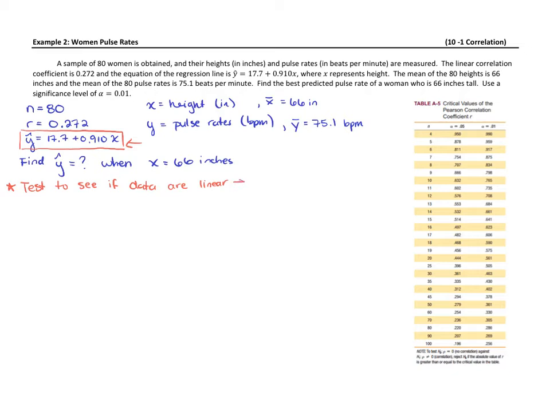Okay, so to do this, we're going to perform a hypothesis test for correlation. All right, so to perform the hypothesis test, we always start off with our null hypothesis and the alternative hypothesis. So the null hypothesis is that rho is equal to 0. So if rho equals 0, that means that there's no correlation, specifically no linear correlation between our two variables. And if rho is not 0, then that means that there is a correlation.